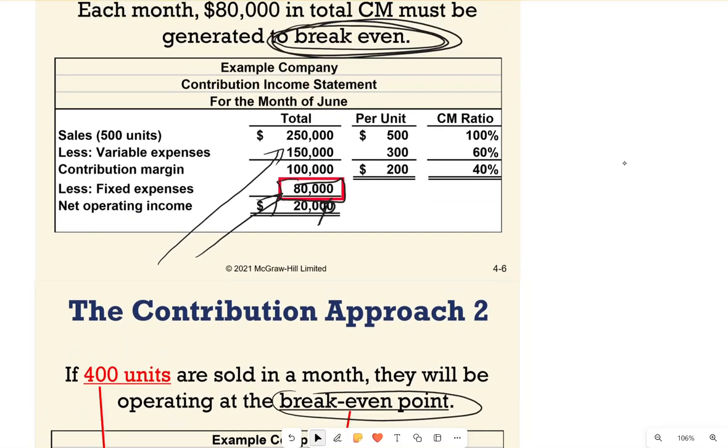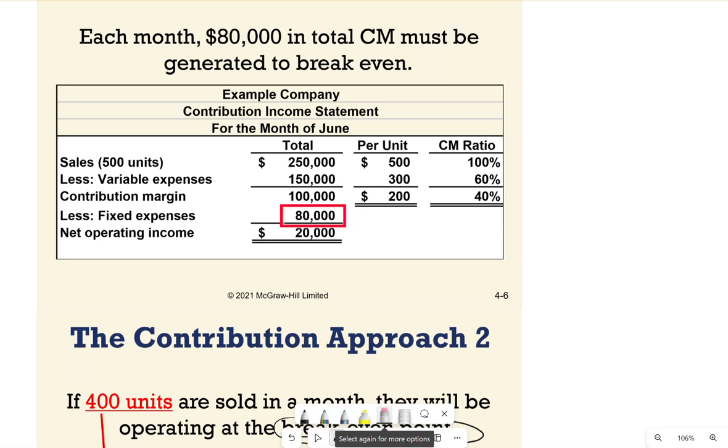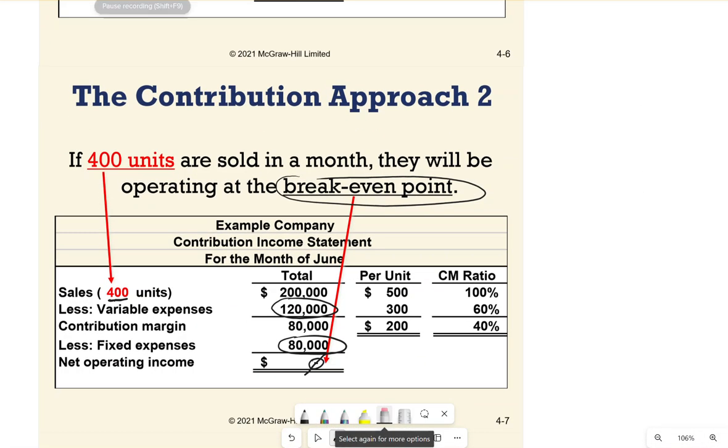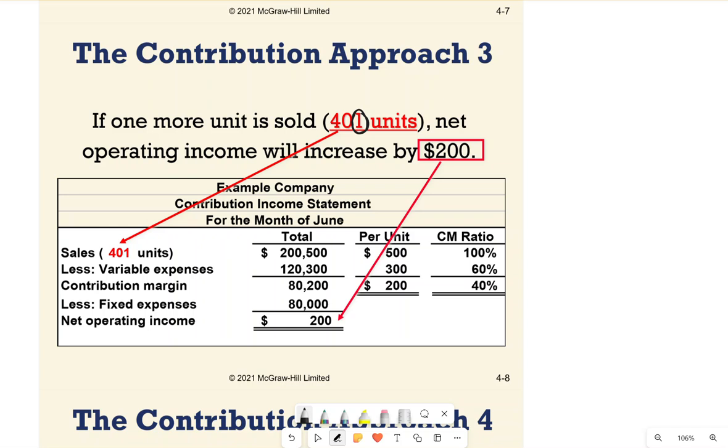If you look at the question here, when we sold 500 units, we made some money. If we don't want to make any money, what we want to do is break even. As a company, we have to sell 400 units in order to break even. Now the other thing is, if you sell one extra unit, you're going to make $200. So that's what your margin is.